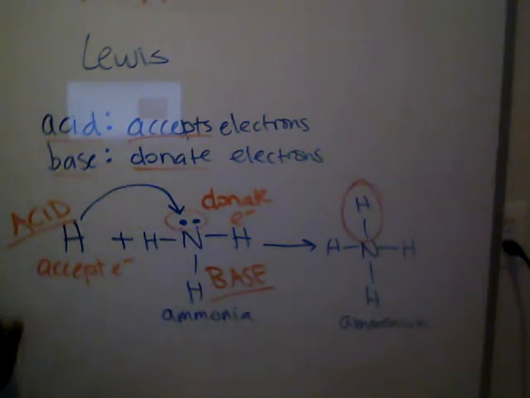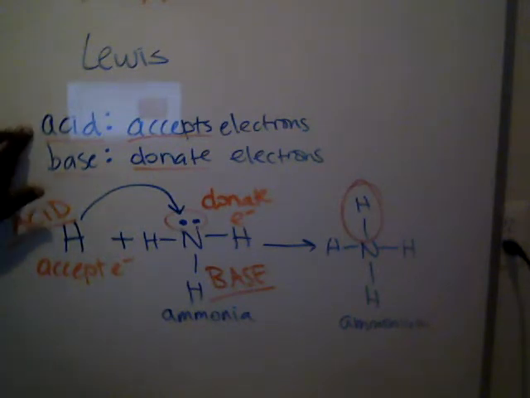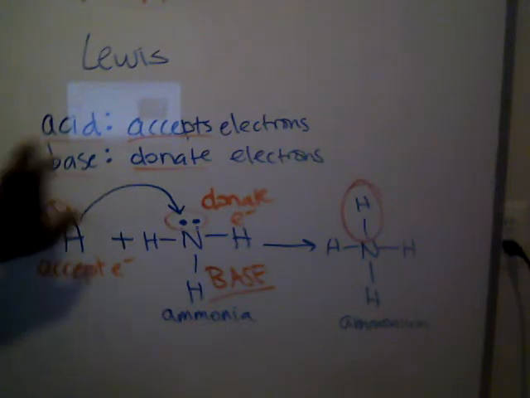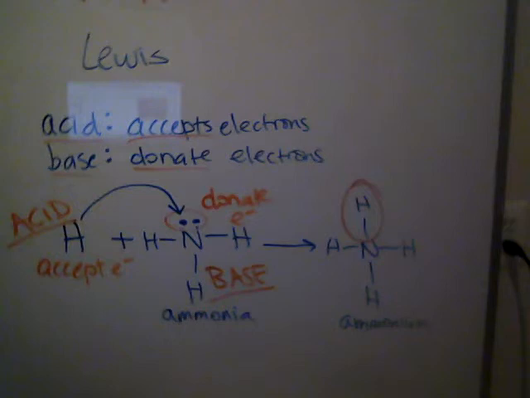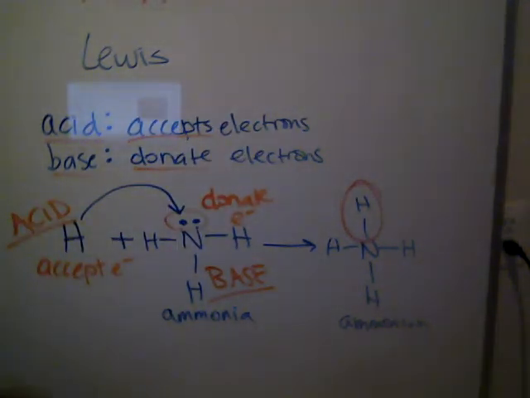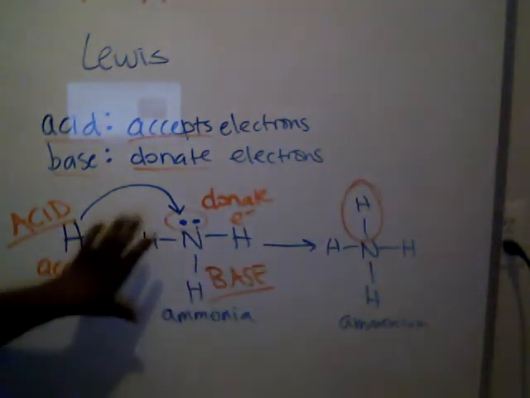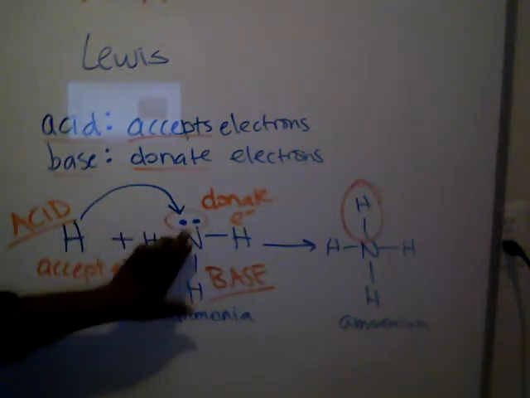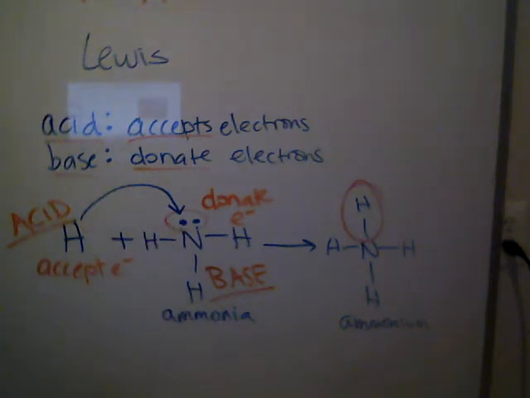Generally, if they were to ever ask a question about Lewis, they usually ask you, what is Lewis's definition for an acid? And you would just have to say that it accepts electrons. Very rarely would they give you an equation like this and ask you to identify the acids and the bases on a quiz or test, just because Lewis's definition is not as widely used, because it deals with electrons and not hydrogens, and acids are all about hydrogens. But the acid here would be hydrogen because it's accepting the electrons to make this bond. And ammonia would be the base because it's donating its extra pair of electrons to hydrogen.